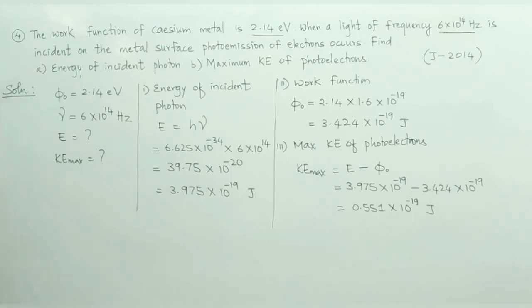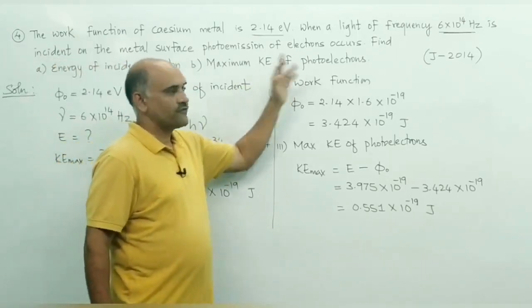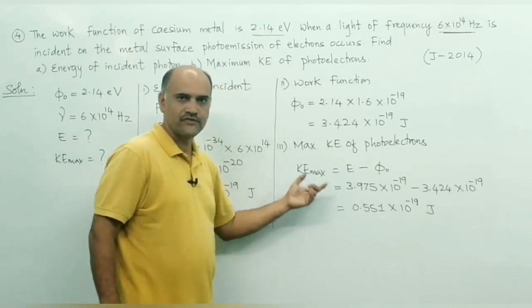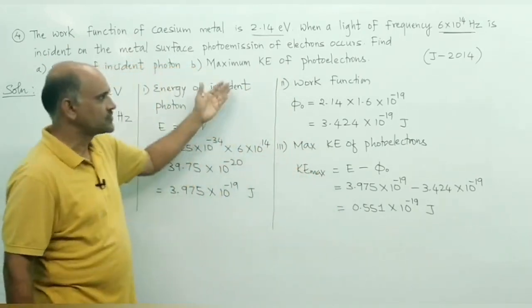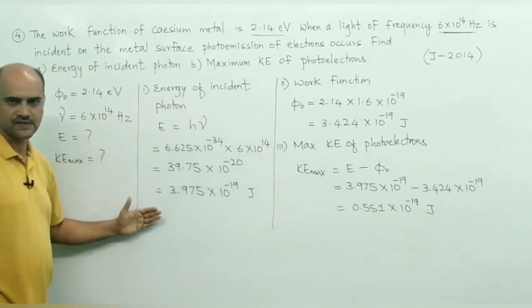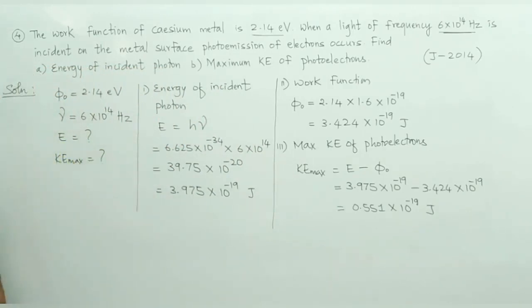So he has asked energy of incident photon and maximum kinetic energy. Now suppose if he had asked maximum velocity, you can find it from this. If he had asked V max, you can also find it using half m v square. Clear, students? Then we will go for the next problem.